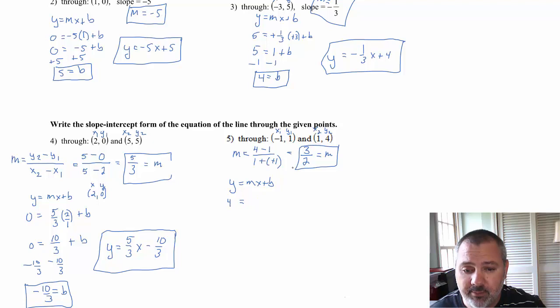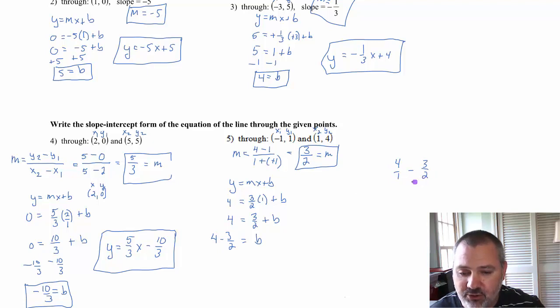equals, our m is 3 halves times 1 plus b. 4 equals 3 halves times 1 is 3 halves plus b. Subtract 3 halves from both sides. We get b equals 4 minus 3 halves. Well, we got to do a little computation over here. So 4 over 1 minus 3 over 2. Our common denominator is 2. So if I multiply this by 2 over 2, I get 8 over 2 minus 3 over 2, or 5 halves. So b equals 5 halves.